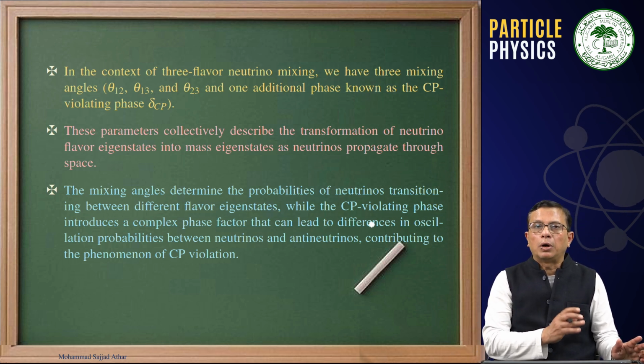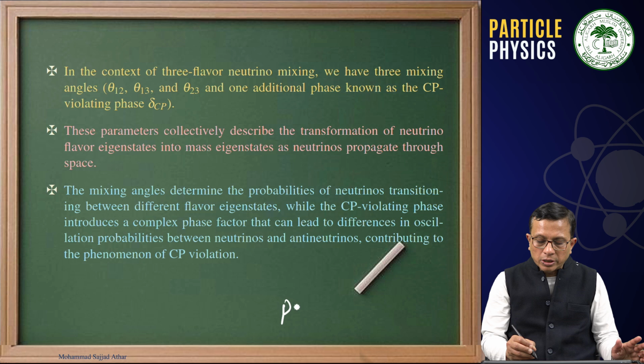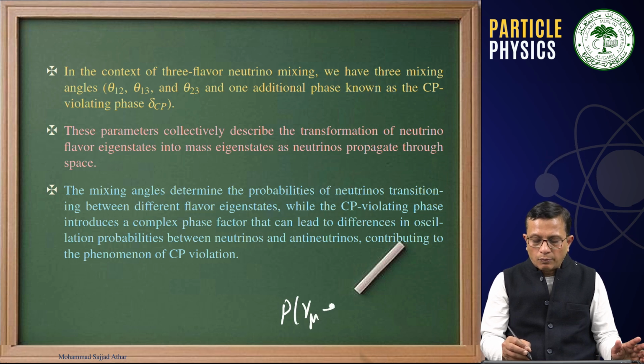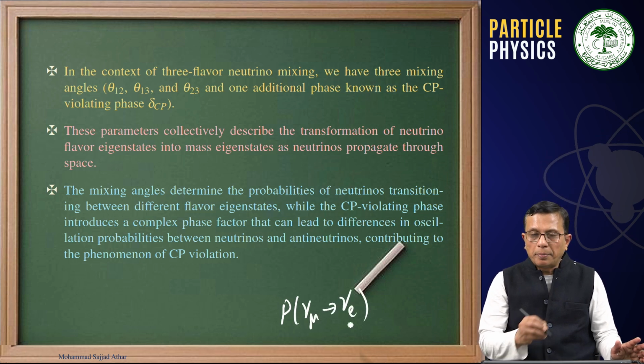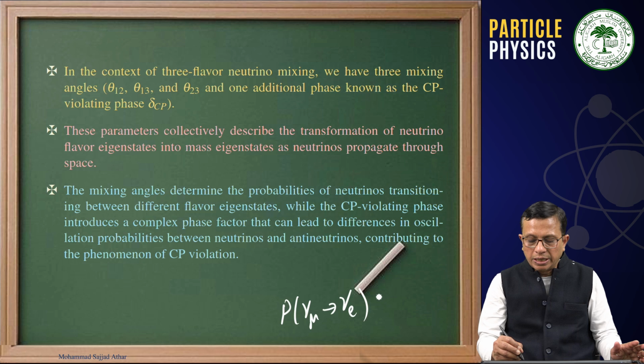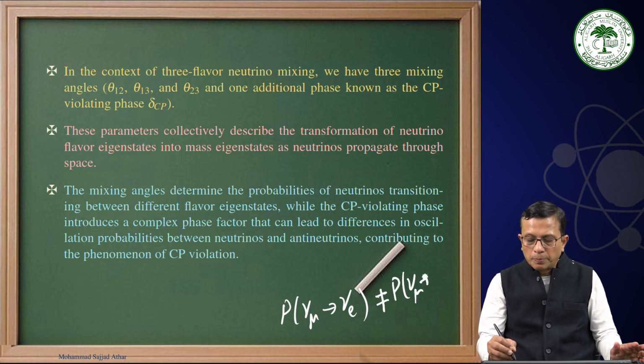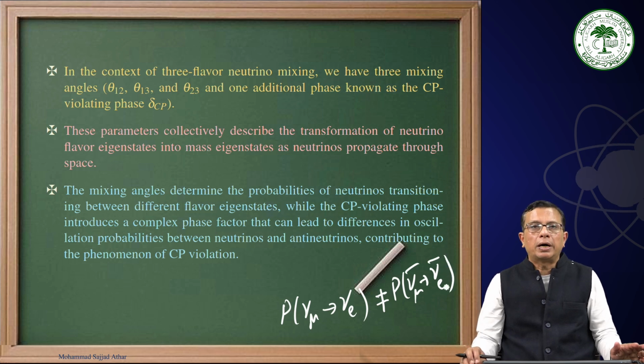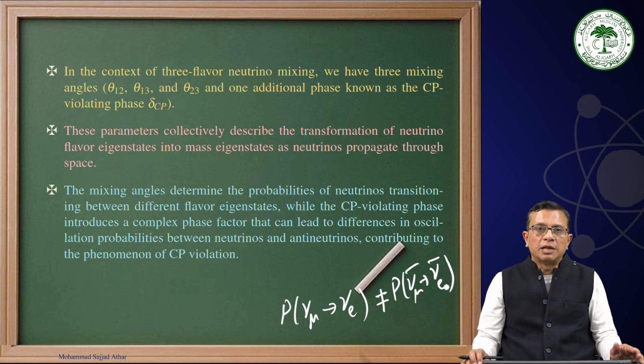of CP violation. Remember, when we were talking about CP violation, what I had told you, that the probability of nu mu to nu e, if it turns out to be not equal to the probability of oscillation of nu mu bar to nu e bar, then we will say that CP violation is taking place.